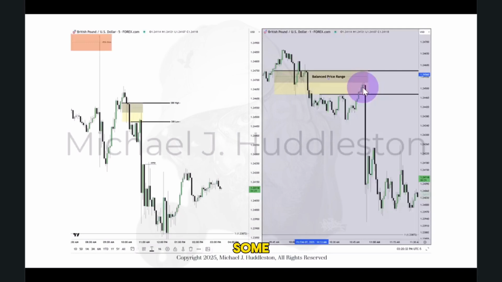Okay, I already know some of you guys are running around right now. You can't wait to go on to X and go on to Instagram and say, this is what Michael's been using all along. It's quarters theory. Wrong. What I'm talking about is time.